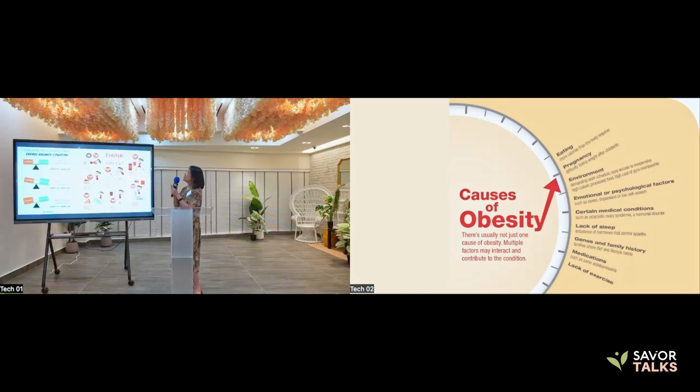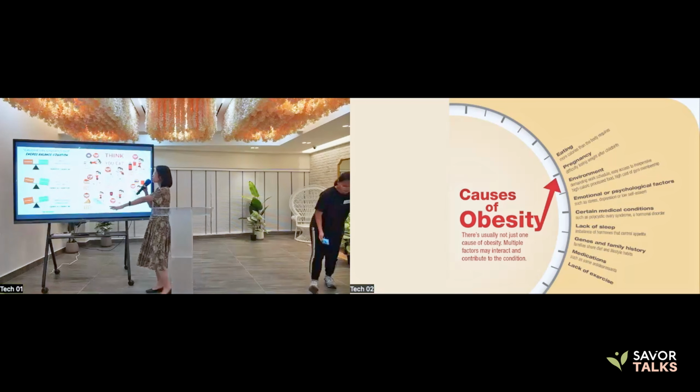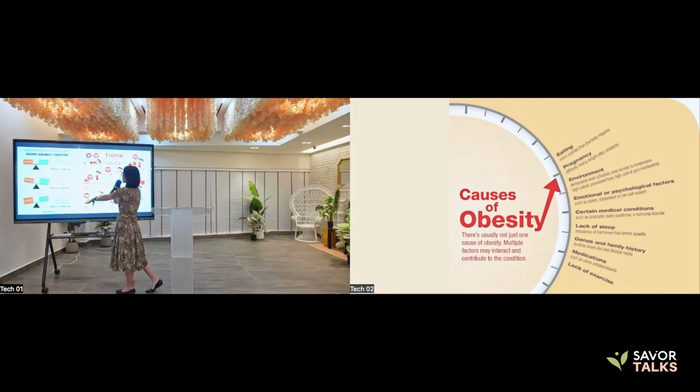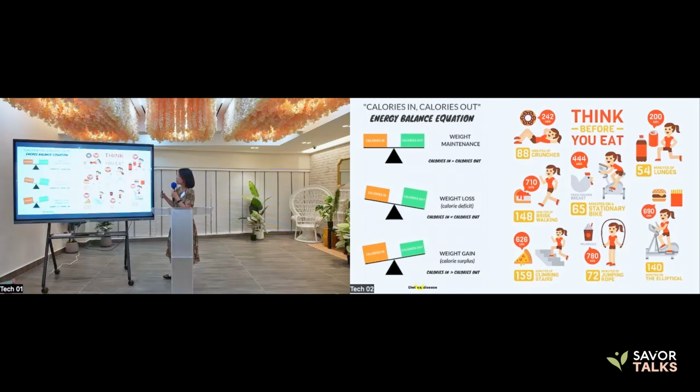Okay, so basically, if we want to reduce weight, we need to have more calories out and fewer calories in. Then we can have weight loss. Okay, so think before you eat, very important, especially for high density calorie food. Nowadays a lot of people like to drink milkshake. I think milkshake is very unhealthy because you just keep drinking, you don't know how many calories go inside. Basically, they are rich in sugar, and they use milk.